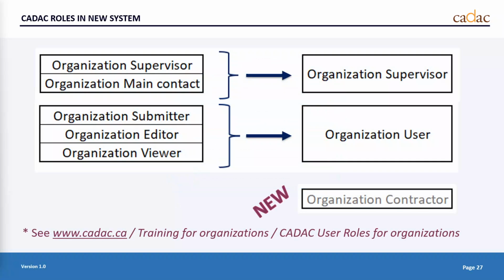What used to be an organization supervisor or an organization main contact is now an organization supervisor. And what used to be organization submitter, editor, or viewer is now an organization user. And we have a new role, which is an organization contractor. Again, if you go on CADAC.ca and you click on training, then training for organizations, you are able to see documents and resources that can explain in more detail what those new roles are.